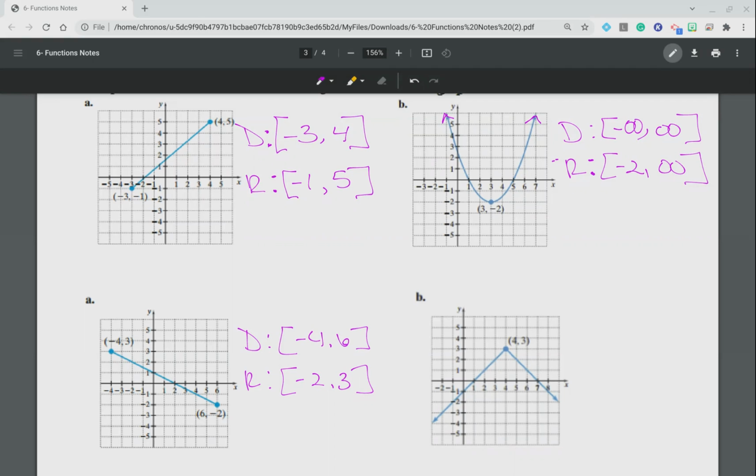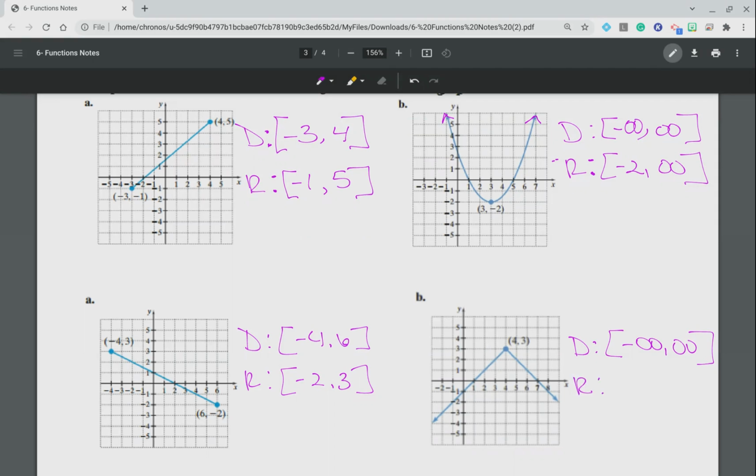Okay, now use the first letter B as an example in order to find the domain of this second letter B. All right, your domain should be exactly the same as the first letter B. It goes on forever and ever this way for x values and forever and ever this way. So your domain is -infinity to +infinity.